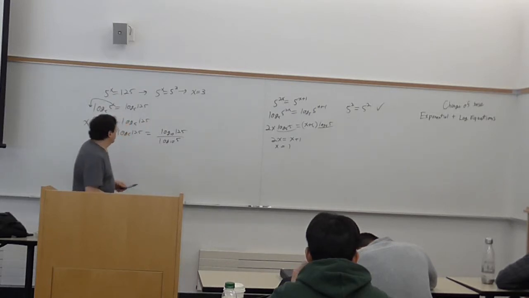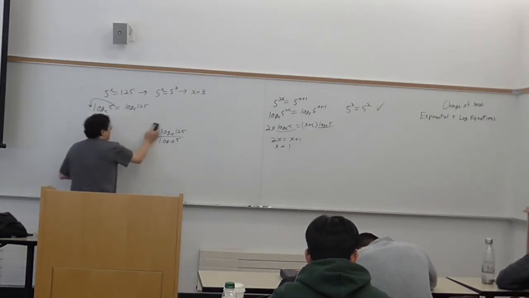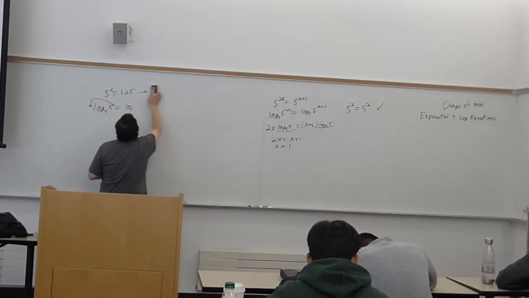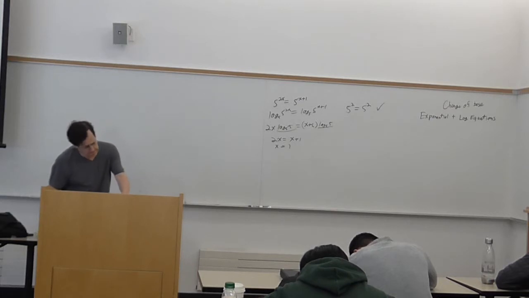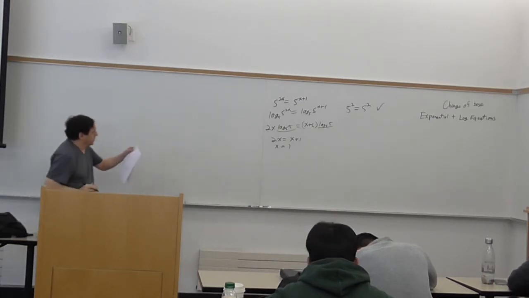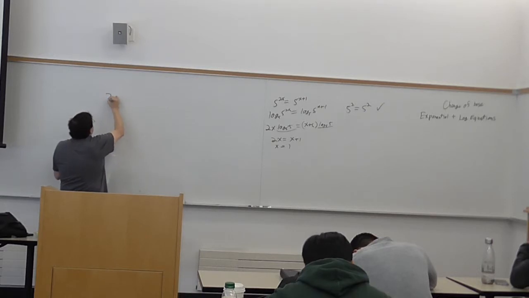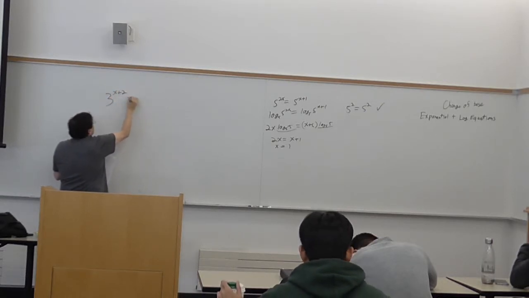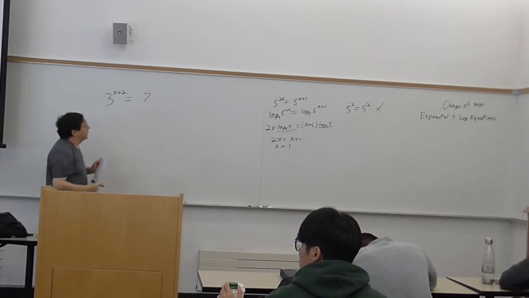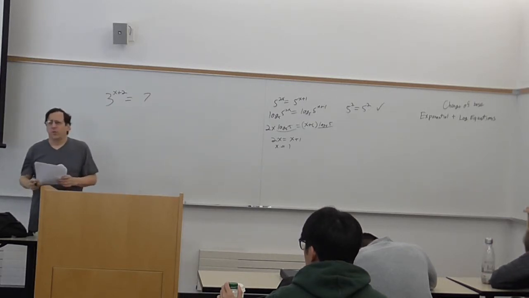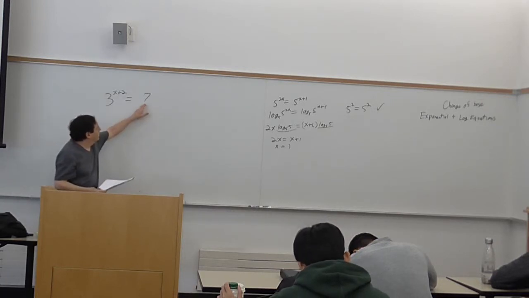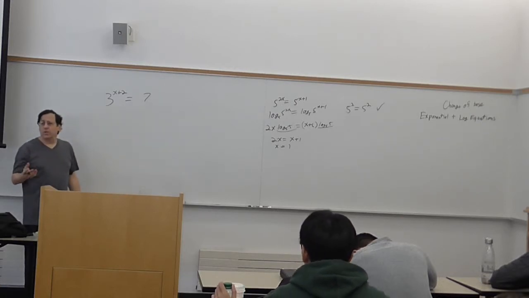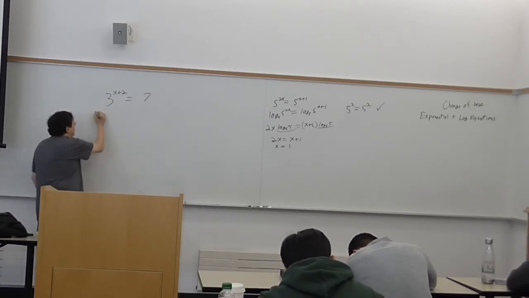Let's go one step more complicated here. Let's look at this equation: 3 to the x plus 2 equals 7. Okay. So here I can't just use this one-to-oneness so easily. This is not a power of 3. But I can still find my log to the base 3 of both sides.